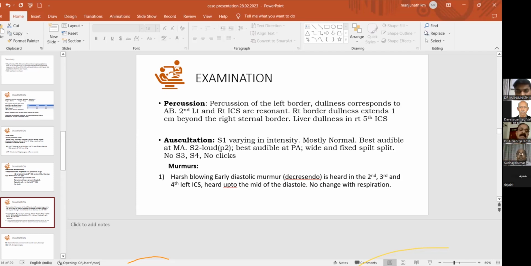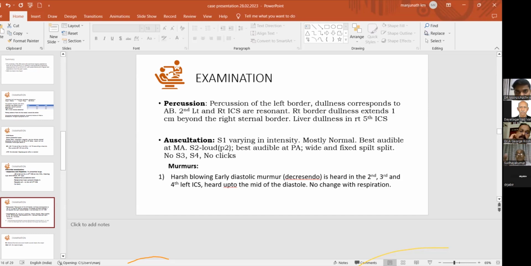I have some reservation about your comments. S1 is varying in intensity, normal. Best audible at the apex or mitral area, you should not use that because you will get face questions. Why did you specify that? Second sound is loud, P2 best audible at the pulmonary area. Obviously, it is best audible at the pulmonary area. So avoid such terms which are not needed. This is for your benefit in the examination. So, S1 is varying in intensity, normal. The mention of the mitral area can be avoided.